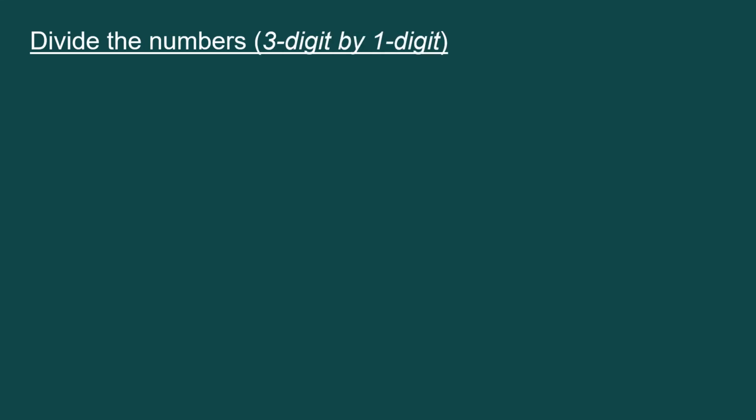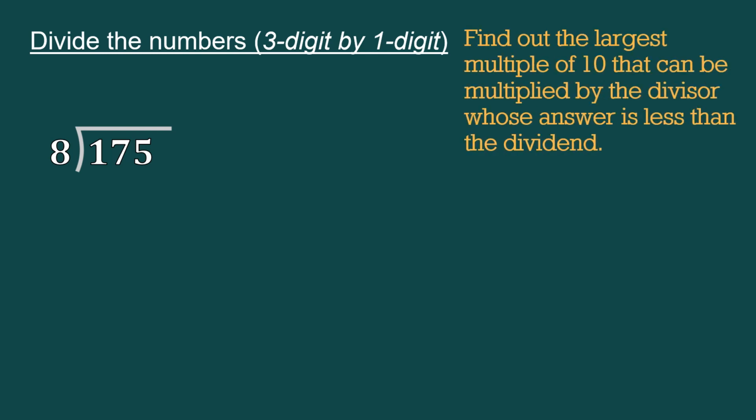Divide the numbers, 3 digit by 1 digit. In the example, we have 175 divided by 8. First, we have to find out the largest multiple of 10 that can be multiplied by the divisor whose answer is less than the dividend.